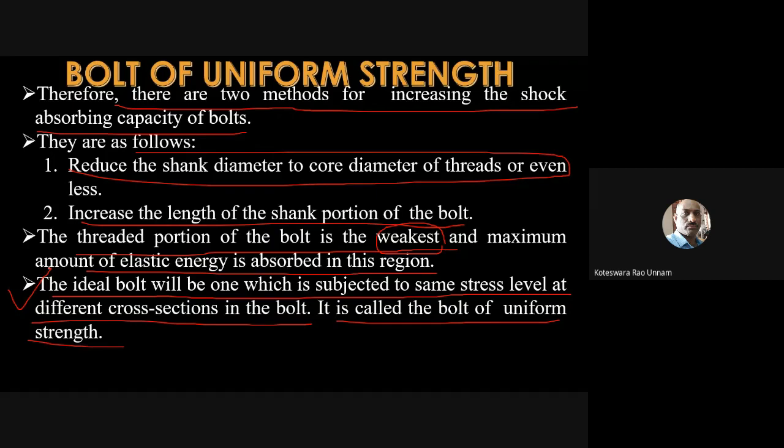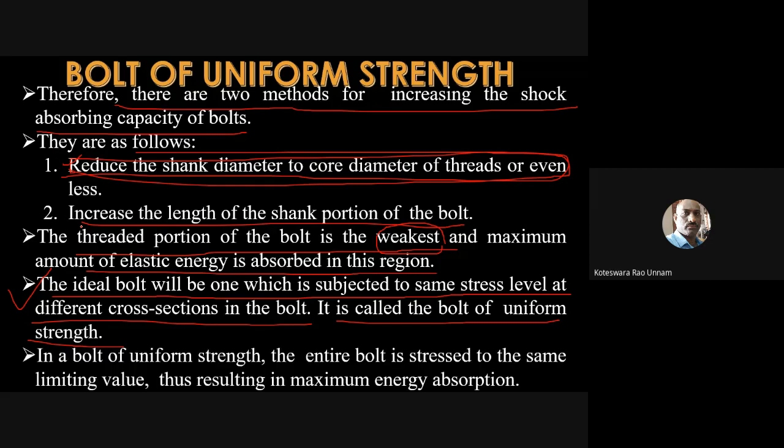If you look at the usual shape of the bolt, we have already seen that the shank portion has less stress and the threaded region has more stress. So in the usual shape, the bolt does not have uniform strength. That means we need to modify the original shape in order to call the same bolt a bolt of uniform strength. For that, these are the two things we discussed. One is we need to reduce the shank diameter. The other way is there is another way of doing that also.